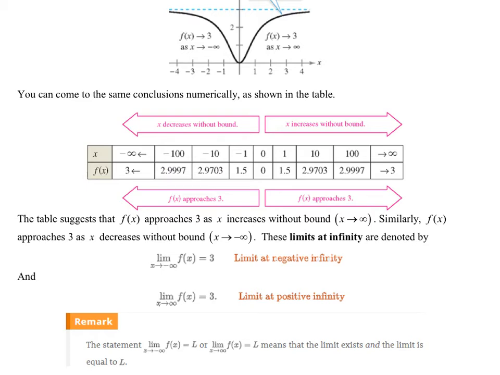So it says, the table suggests that f of x approaches 3 as x increases without bound, which is x approaches infinity. And similarly, f of x approaches 3 as x decreases without bound, x approaching negative infinity. These limits at infinity are denoted by, and so notice now the infinity and negative infinity belong to the x value. Okay, so we're plugging in infinity and negative infinity for the x value. Again, you can't plug in infinity. It's just saying what happens as these numbers get bigger and bigger. And you can't plug in negative infinity. You just plug in smaller and smaller negative numbers. And then notice our y value stabilized at 3.